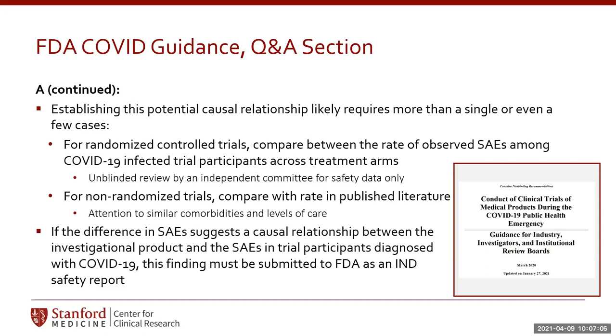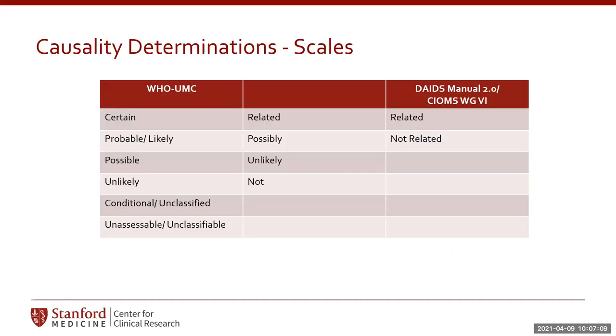So yeah, that's my relevant example. Finally, you have probably seen those scales for determining causality. How sure are you that it's related? There's the WHO scale of certain, probable, likely, possible. There are some other variations. And then there's the binary: related, not related.